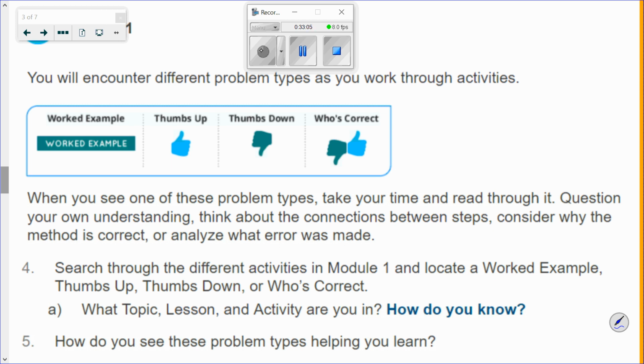Good. So on the right side, you'll find the topic. On the bottom of the page, you find the lesson number. And then on the top is normally where you'll see the activity. Okay, so which one are you doing? How do you see these problem types helping you learn?